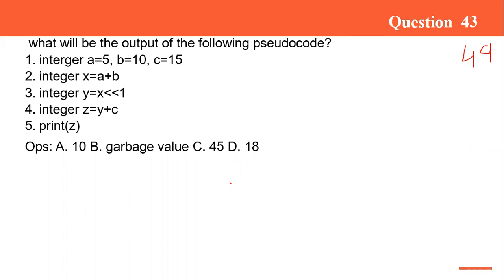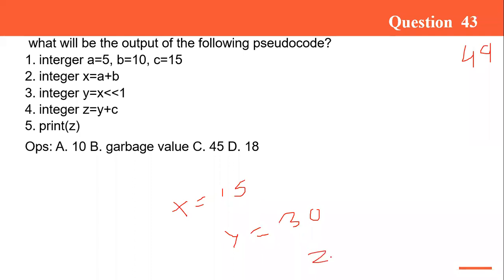A is equal to 5, B is equal to 10, C is equal to 15, X equals A plus B. That means X equals 10 plus 5, which is 15. Then Y equals X left shift once. If you have to do left shift once, what do you have to do? Should I multiply or divide? Left shift means multiply, right? So multiply means 15 into 2, which is 30. So Y value is 30. X value is 15. Y value is 30.